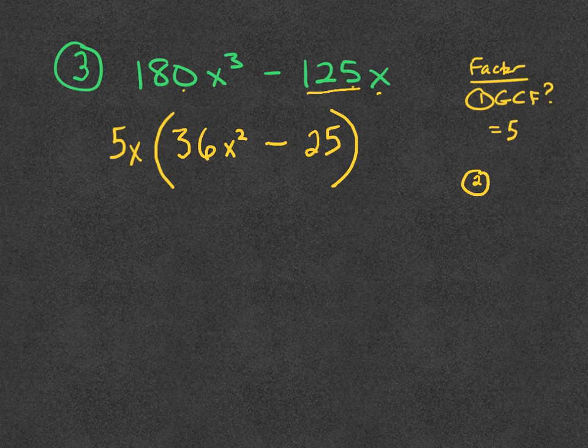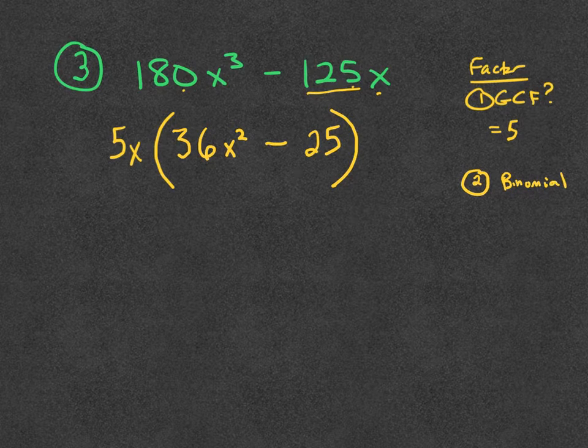Second step, it is a binomial inside that parentheses. So you want to check those 3 things that I mentioned in the first 2 examples. Difference of cubes, difference of squares, sum of cubes. And in this case, if you've got a list of squares, you'll see that this is the difference, we've got minus in the middle, of squares.